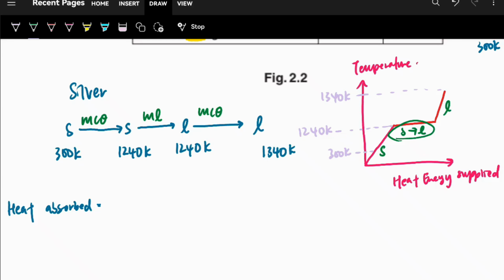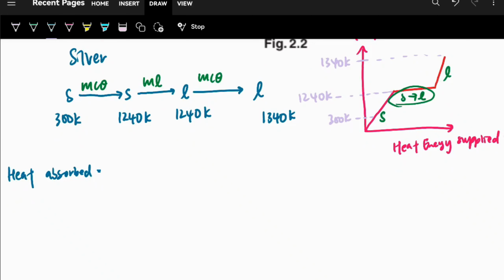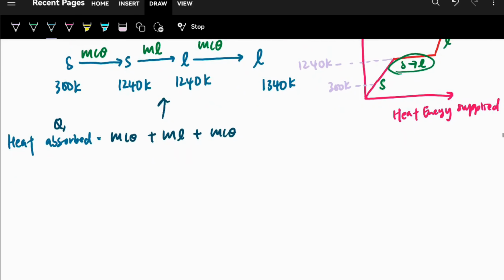Okay, so now let's calculate our silver for heat absorbed. So for heat absorbed, Q, the symbol for heat energy, is M C theta plus M L plus M C theta. Right? This is what we have based on what you have drawn here. You can factorize your M out, which will give you M times (C theta plus L plus C theta). Okay.